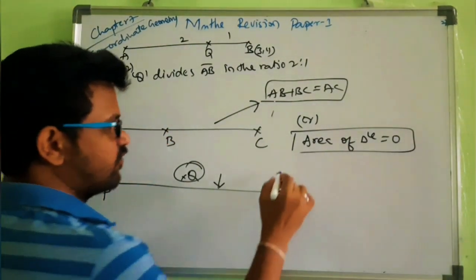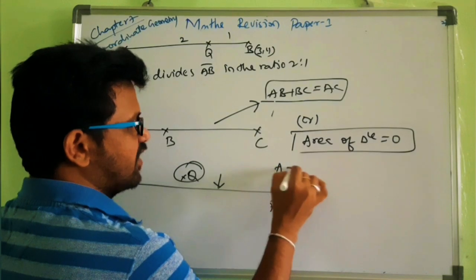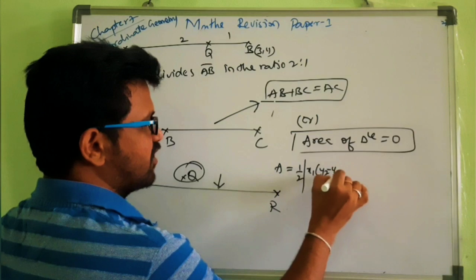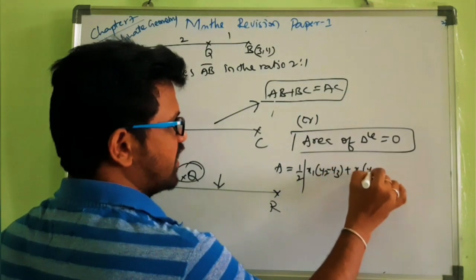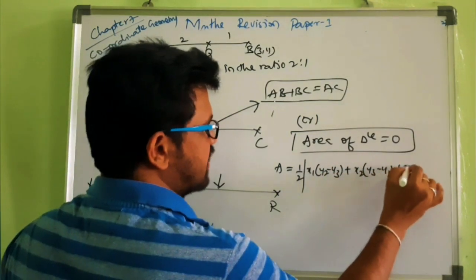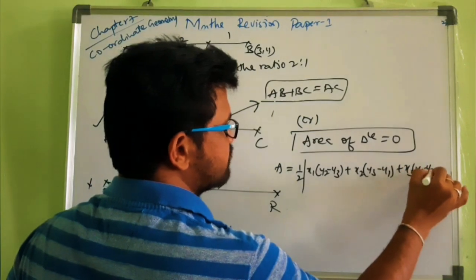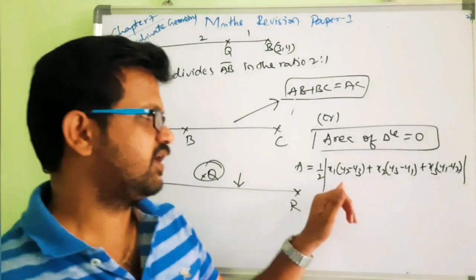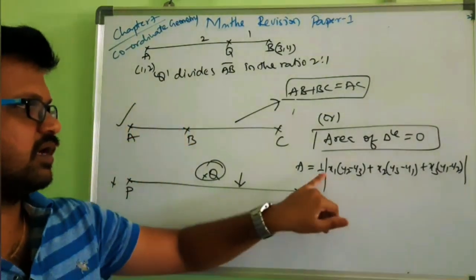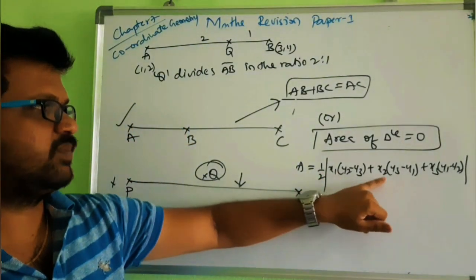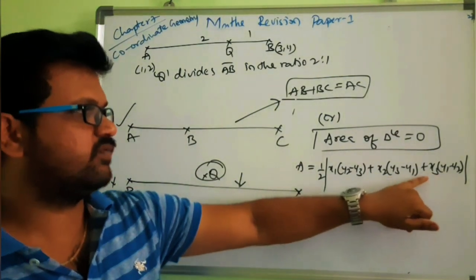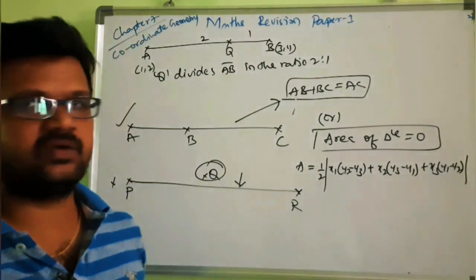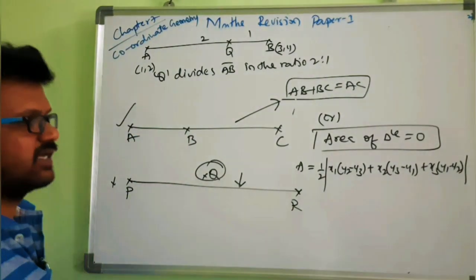What is the area of triangle formula? Area of triangle is half into [x1 into (y2 minus y3) plus x2 into (y3 minus y1) plus x3 into (y1 minus y2)]. Okay, this is the area of the triangle. This is also important to find the area of the triangle. And next concept is slope.